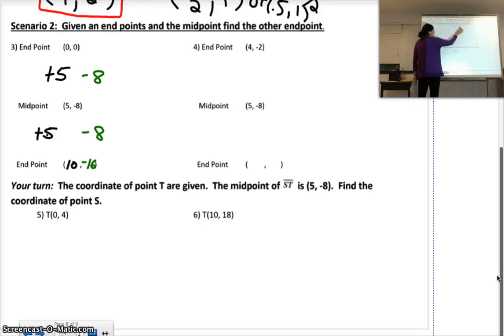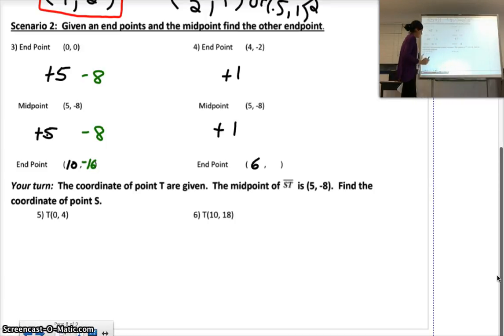Okay, how did we get from 4 to 5? We added 1. I'm going to do the same thing here to our x-coordinate, 5 plus 1 is 6. On the other side, for our y-coordinates, how do we get from negative 2 to negative 8? We subtracted 6. So we're going to do the same thing over here. Negative 8 minus 6 is negative 14.